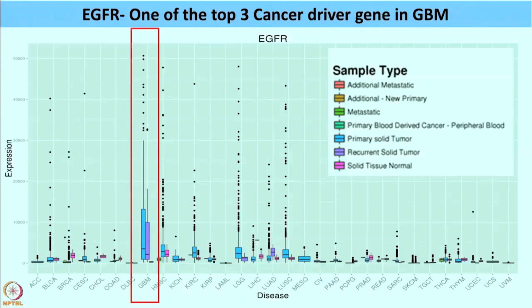So, if we choose one of the top 3 cancer driver genes, that may be EGFR, we can understand what the expression of this EGFR gene in glioblastoma is. We found that the expression of the EGFR gene in glioblastoma is pretty high. If we want to check the expression of EGFR across other cancers, we found that in the case of GBM, EGFR is highly overexpressed in both primary solid tumor and recurrent solid tumor.